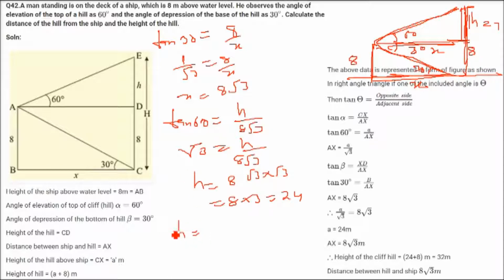So the actual height, you can say capital H, is from here to here. This is going to be 24 plus you have to add this 8 also, and this is going to be 32. So the distance between them is 8 root 3 and the height is 32.